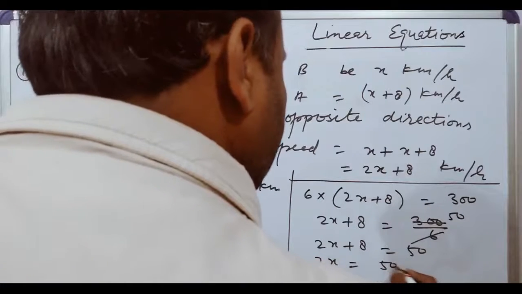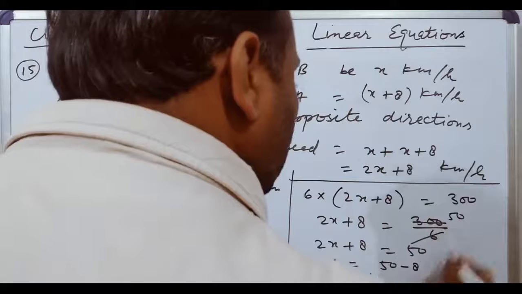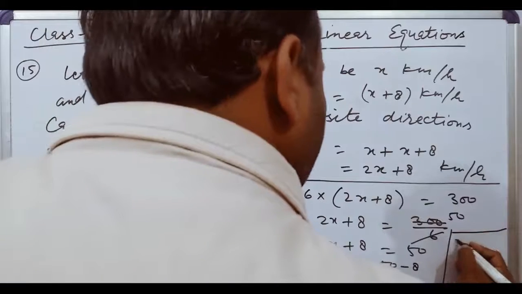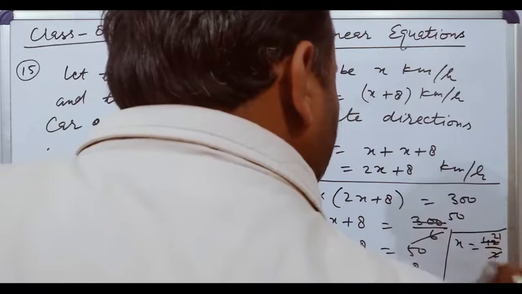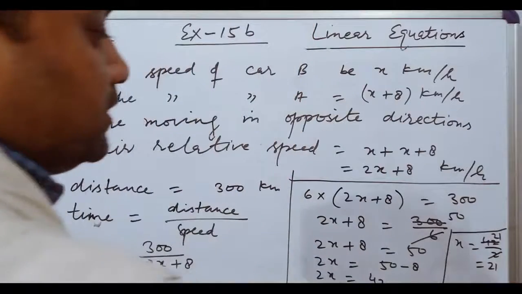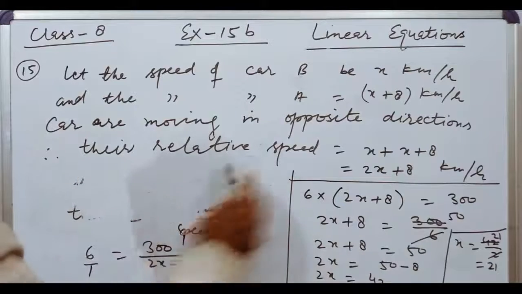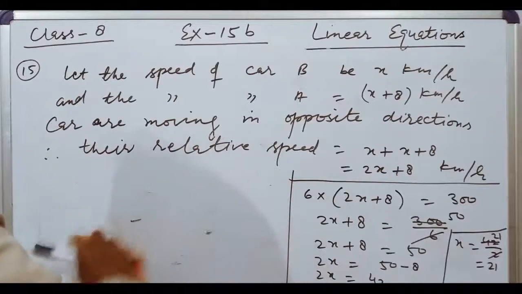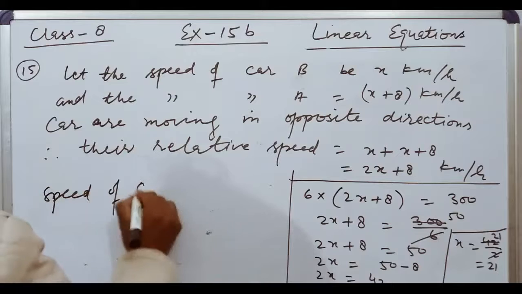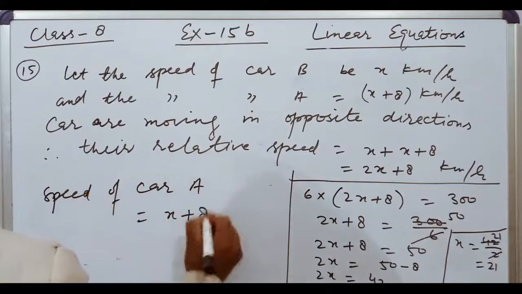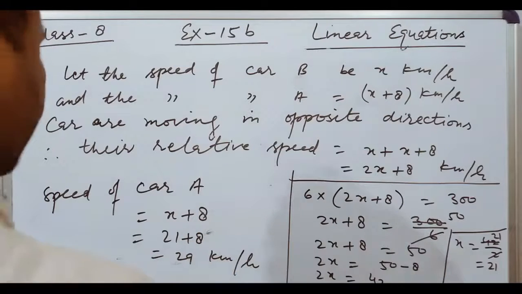2x equal to 50 minus 8, then 2x equal to 42. X equal to 42 upon 2, 2 21s are 42, x equal to 21. Then speed of A, dear student, we have to find the speed of car A. Speed of car A equal to x plus 8 means 21 plus 8 equal to 29 kilometer per hour. Okay dear student, this is the answer.